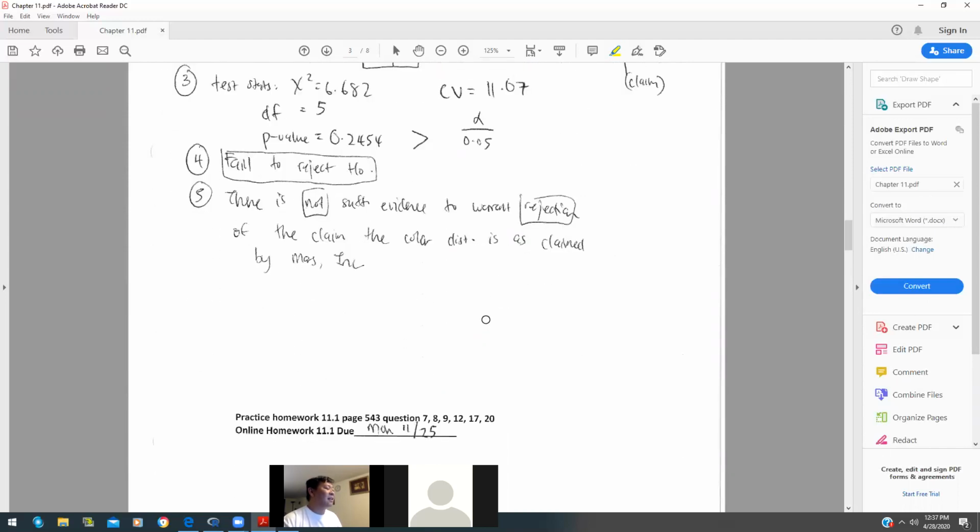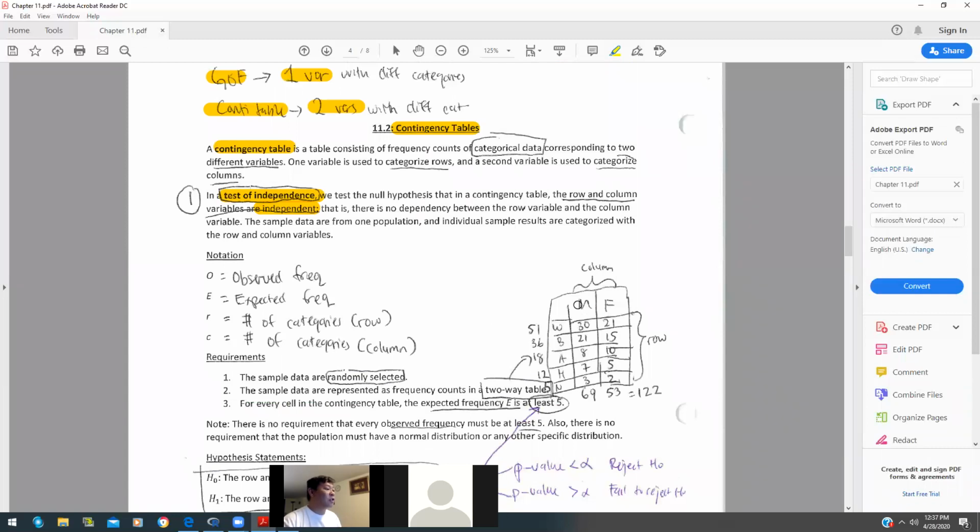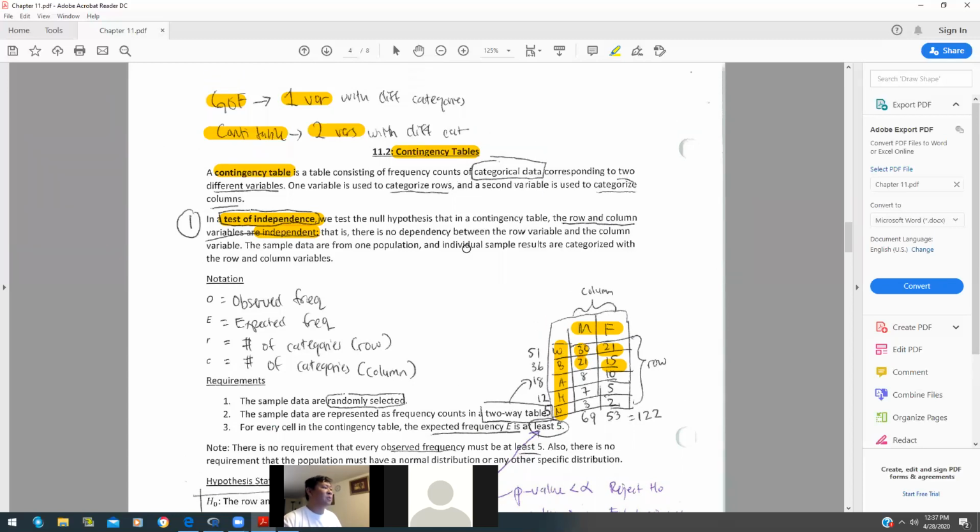But in this 11.2, you got two types of category. One is on here and the other one is on here. So this is what we call a contingency table. That means this number belongs to white male, this number belongs to white female, this number belongs to black male, this number belongs to black female, and so on. So if you can categorize in two categories, then we do contingency tables. Do you know the difference between goodness of fit test and contingency table?